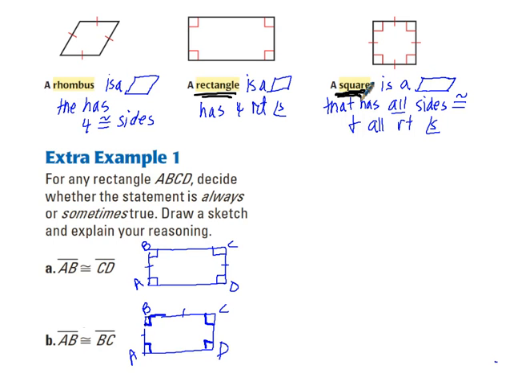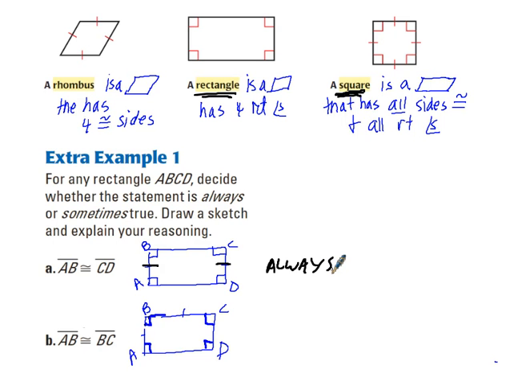Down below, for any rectangle ABCD, decide whether the statement is always or sometimes true. Draw a sketch and explain your reasoning. AB is congruent to CD. Is this always or sometimes a rectangle? Well, we have four angles congruent, so if four angles are congruent, we're going to have a parallelogram. They told us, so therefore this is going to be always. If one pair of opposite sides are congruent and we have four 90-degree angles, it must be a rectangle.